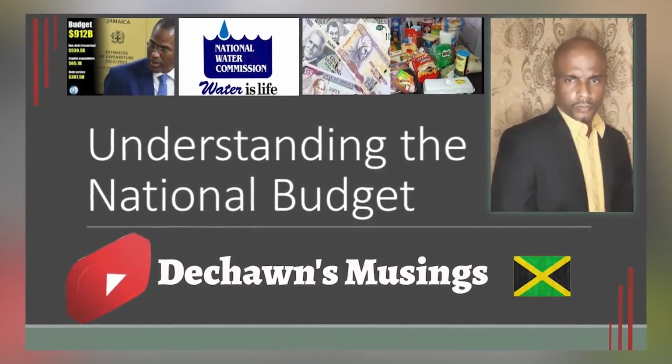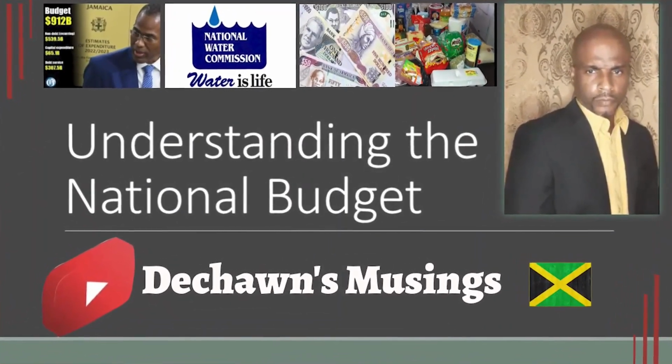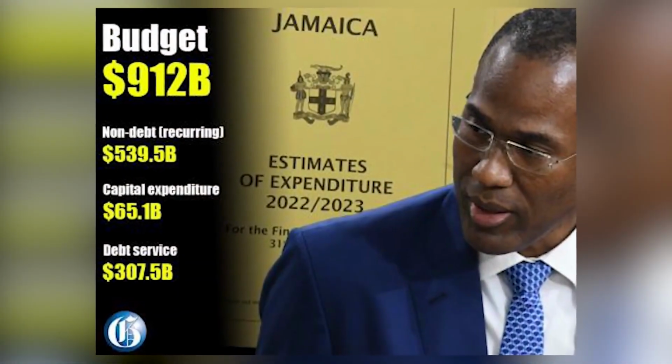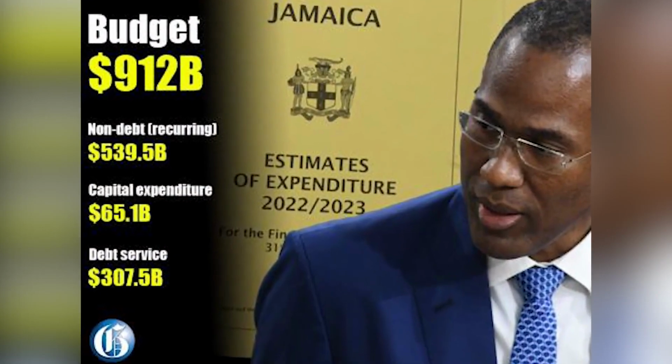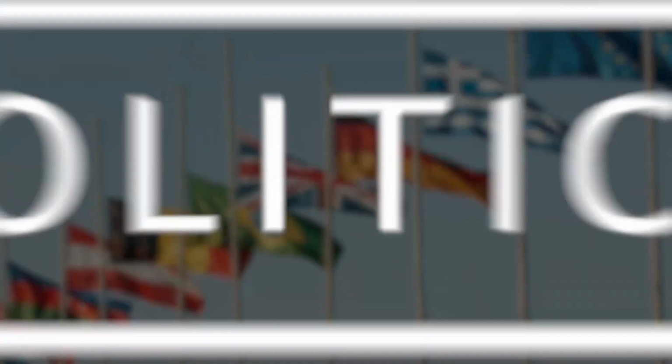So, it's a $912 billion budget. On today's episode, we'll be looking at the budget tabled in the Jamaican Parliament on Wednesday, February 9, 2022. We will look at the allocations to various ministries and compare that to the budget of 21-22.